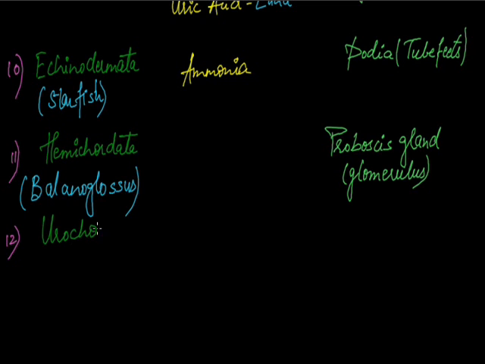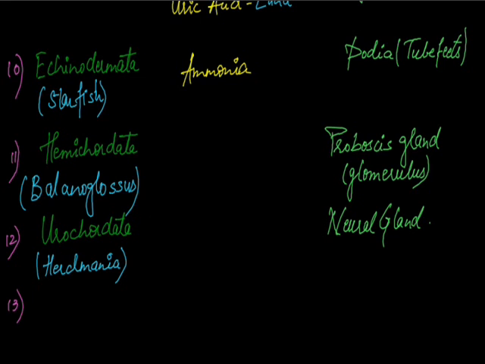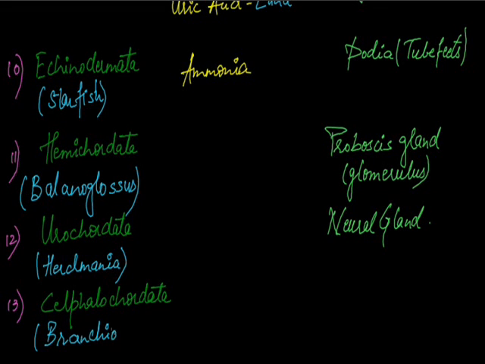Next is urochordata. Urochordata, the example is Herdmania. The excretory organ is neural gland. Next is cephalochordata. A good example is Branchiostoma. It contains protonephridia with solenocytes.